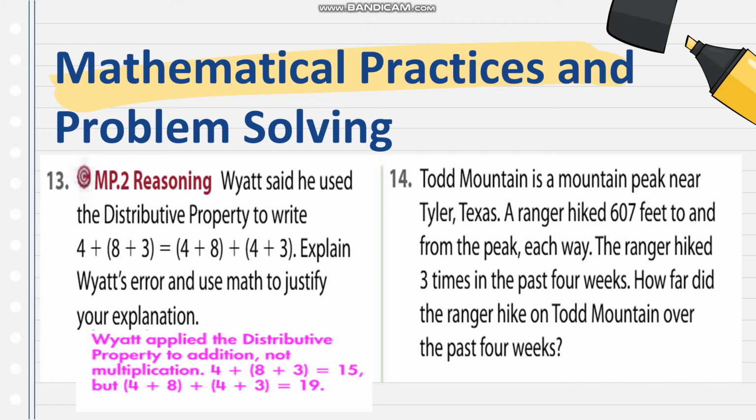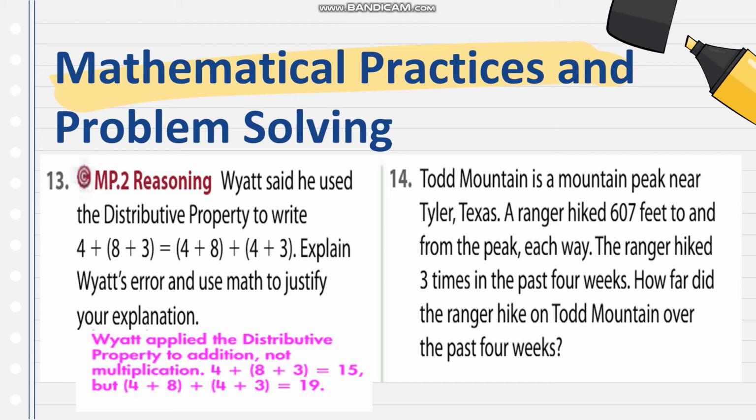Number 14. Todd Mountain is a mountain peak near Tyler, Texas. A ranger hikes 607 feet to and from the peak each way. So the ranger hiked 3 times in the past 4 weeks. How far did the ranger hike on Todd Mountain over the past 4 weeks?